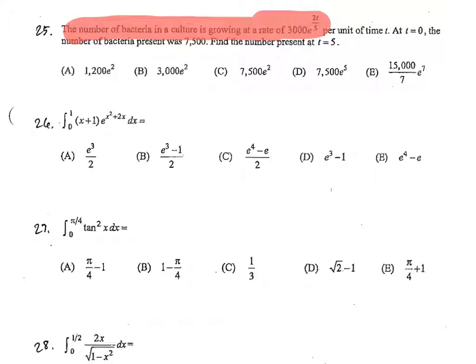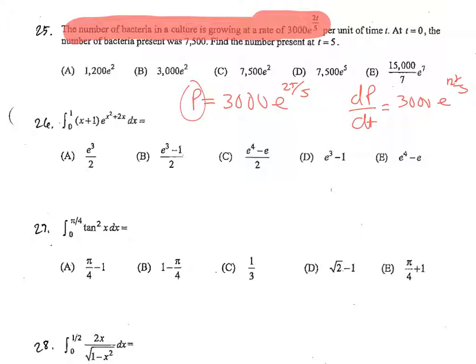We were interpreting it as that was giving us that the population was equal to some initial amount times e to the 2t over 5. We were using y, but same thing, I'm using p for population. What the question is really saying is that the rate of growth, that would be dp dt, is 3,000 e to the 2t over 5. So that's what we needed to start with.